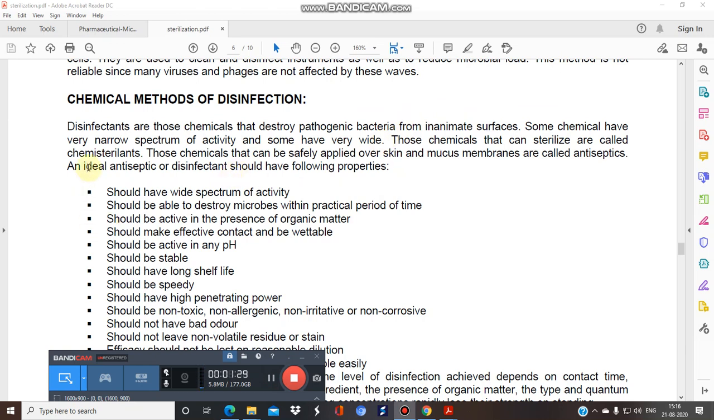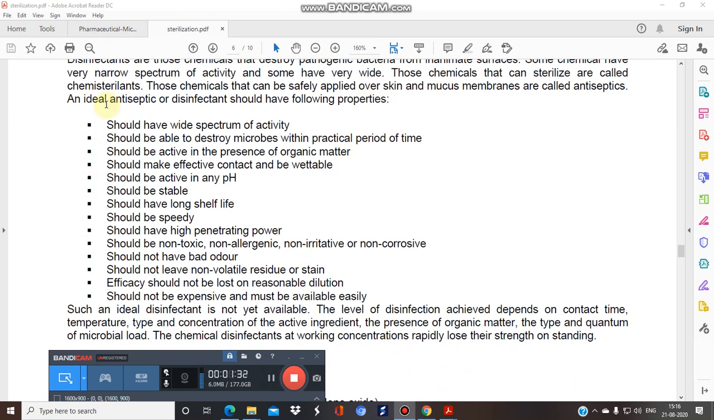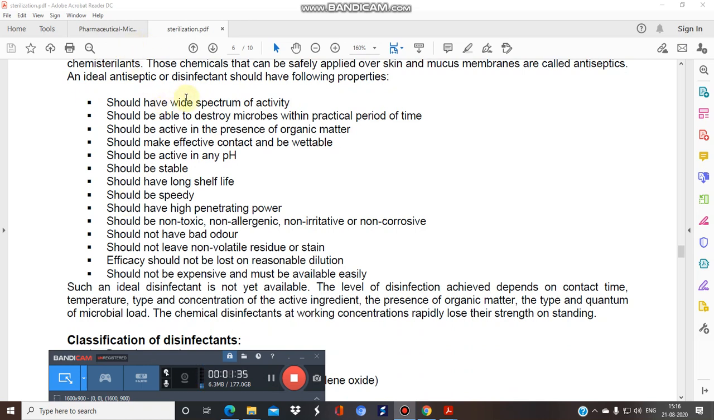So let's look at some of the properties of the ideal antiseptic. An ideal antiseptic, or you can say disinfectant, should have the following properties. It should have a wide spectrum of activity, meaning it should have a bactericidal action against a wide range of microorganisms. It should be able to destroy microbes within a practical period of time, yes, within the stipulated time. It should be active in the presence of organic matter, very important. It should make effective contact and be wettable.